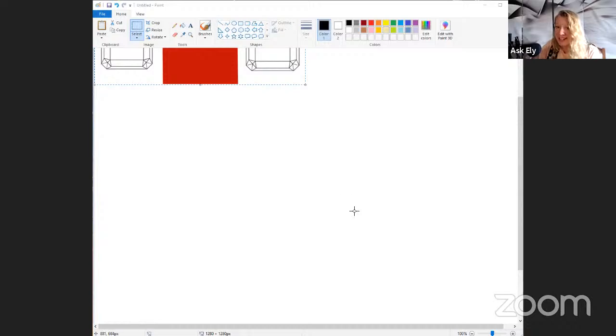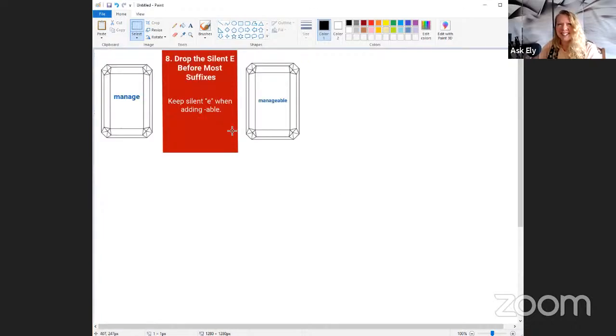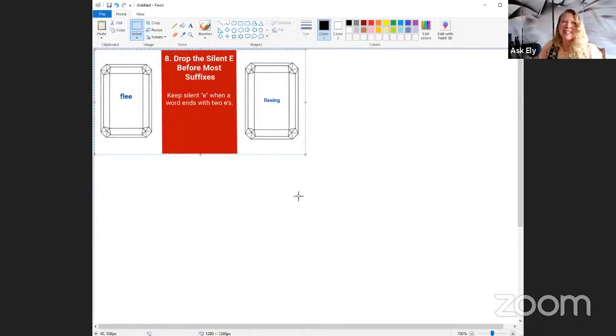Okay, are you ready for the next exception? Yes, you are. The next one is keep the silent E when a word ends with 2 E's. So we have the example, flee. Yeah, run away, flee, to run away. We keep both E's here and we add the suffix ing, fleeing. Oh, look, they're fleeing. They're running away.